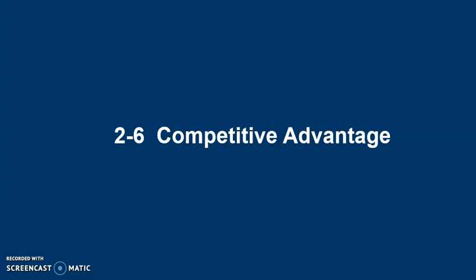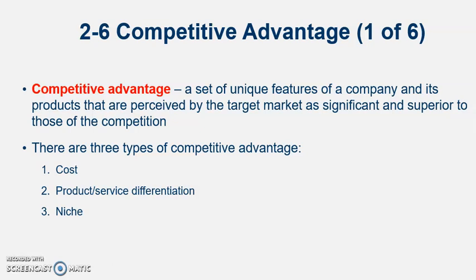Chapter 2, Section 6, Competitive Advantage. It's a set of unique features of a company and its products that are perceived by the target market as significant and superior to those of the competition. There are three types of competitive advantage: cost, product/service differentiation, and niche.